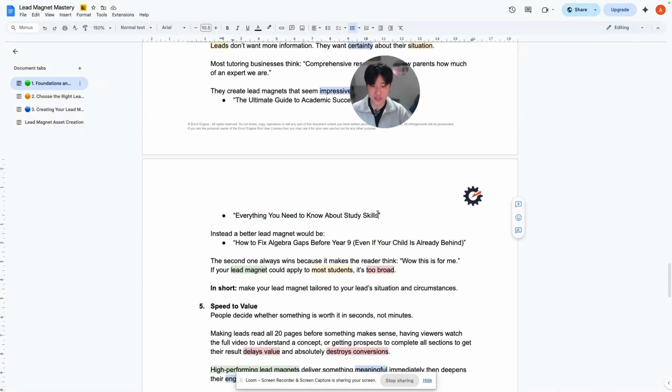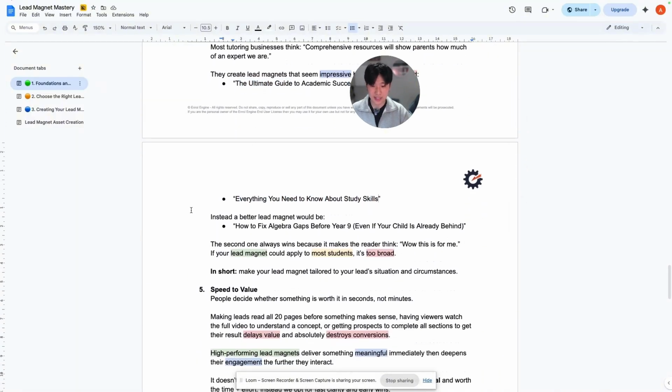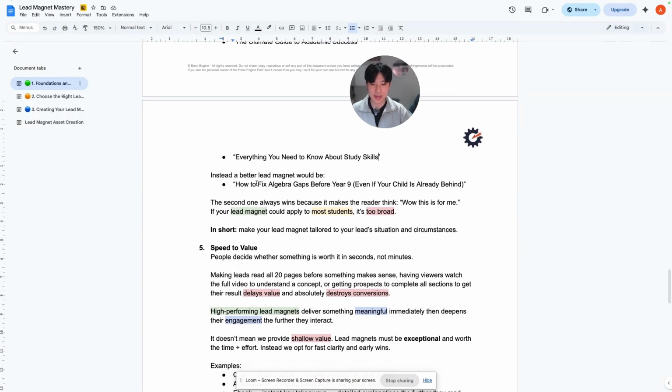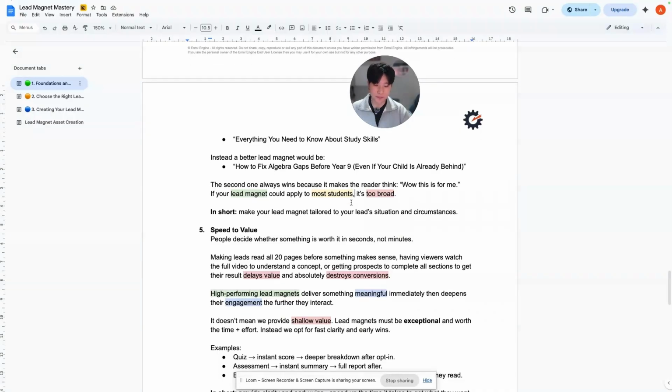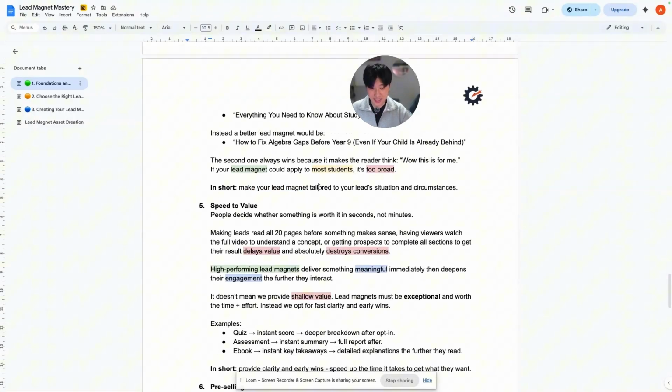Everything you need to know about study skills is also incredibly broad. Instead, a better angle and a better lead magnet would be something specific. How to fix algebra gaps before year 9, so they're probably at the end of year 8, even if your child is already behind. So that's the problem, and that's the specificity. The second one always wins because it makes the reader think, wow, this is just for me. If your lead magnet could apply to most students in your audience, it's way too broad. So in short, make your lead magnet tailored to your lead situation and their circumstances.